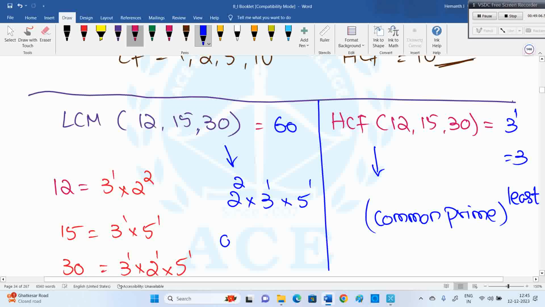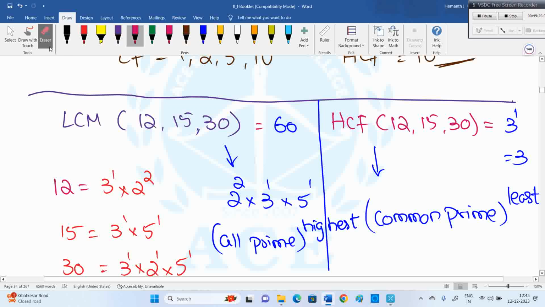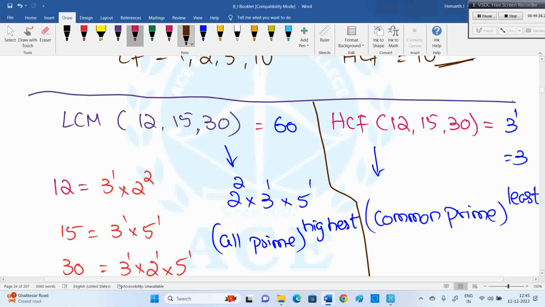Here, for LCM, what do you have to take? All prime numbers, and each one's highest power. Don't misunderstand this. Don't write power 2 for everything. I hope you write it in your own terminology. Each one's highest power. For 2 the highest power is 2, for 3 the highest power is 1, and for 5 the highest power is 1.